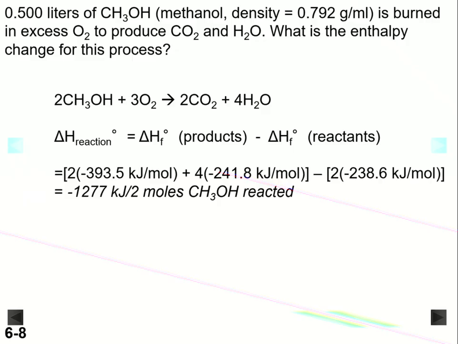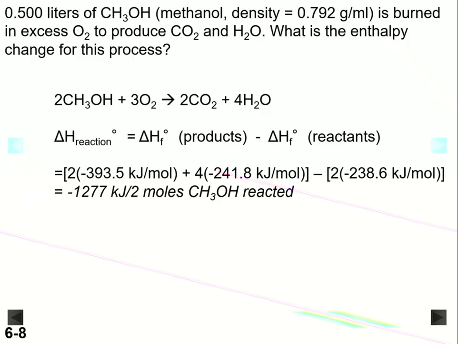So then when we get the number here, we get minus 1,277 kilojoules. That is per 2 moles of methanol reacted. It's important to recognize this. If we burn 2 moles of methanol, we get 1,277 kilojoules. If you take only 1 mole of methanol, you'll get half as much energy released.